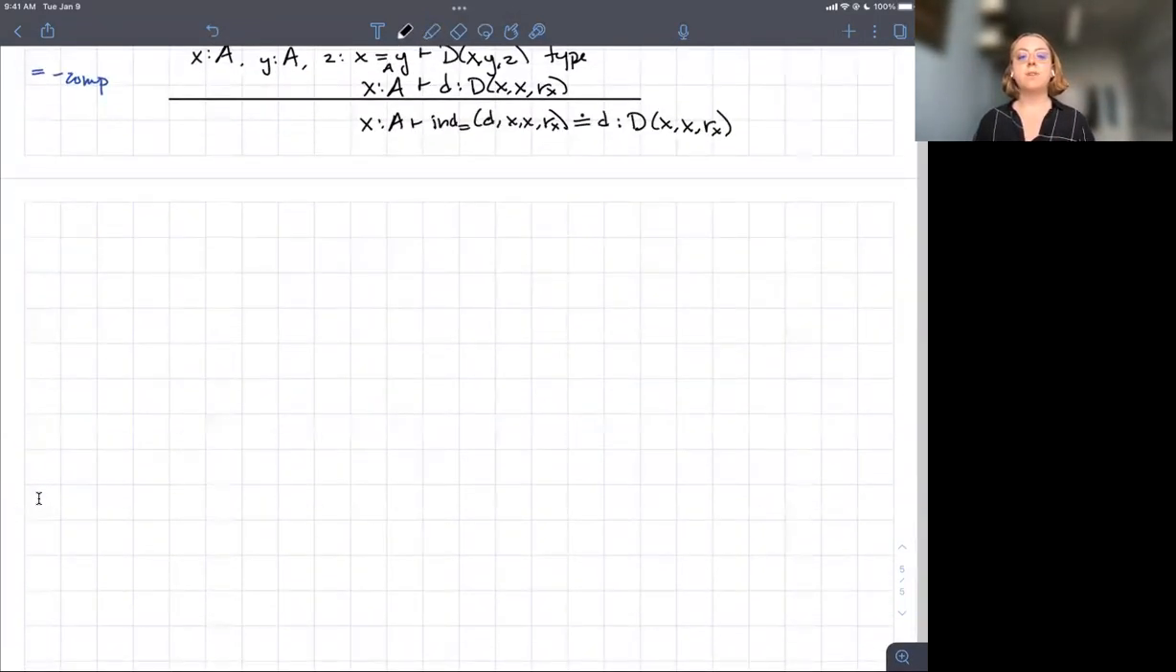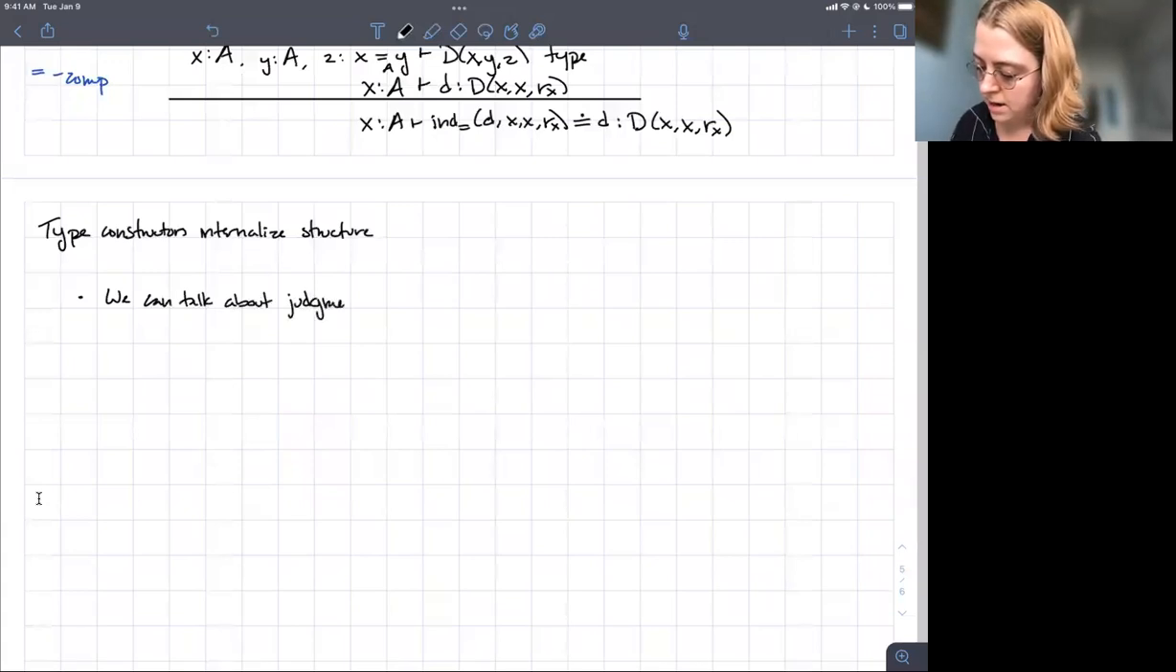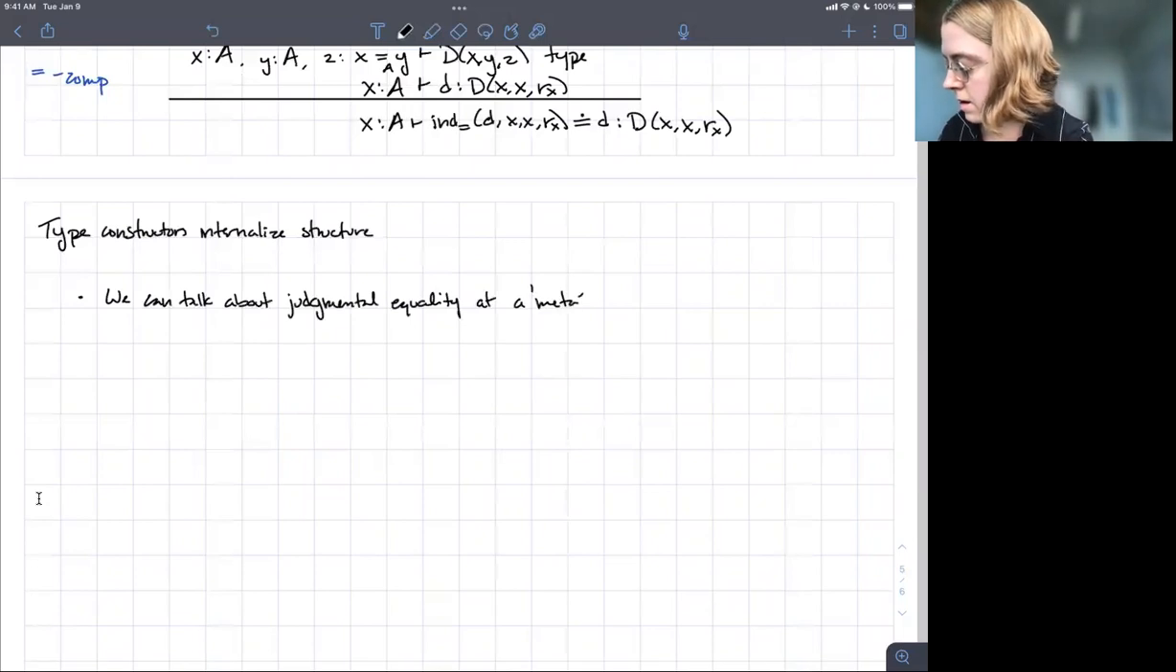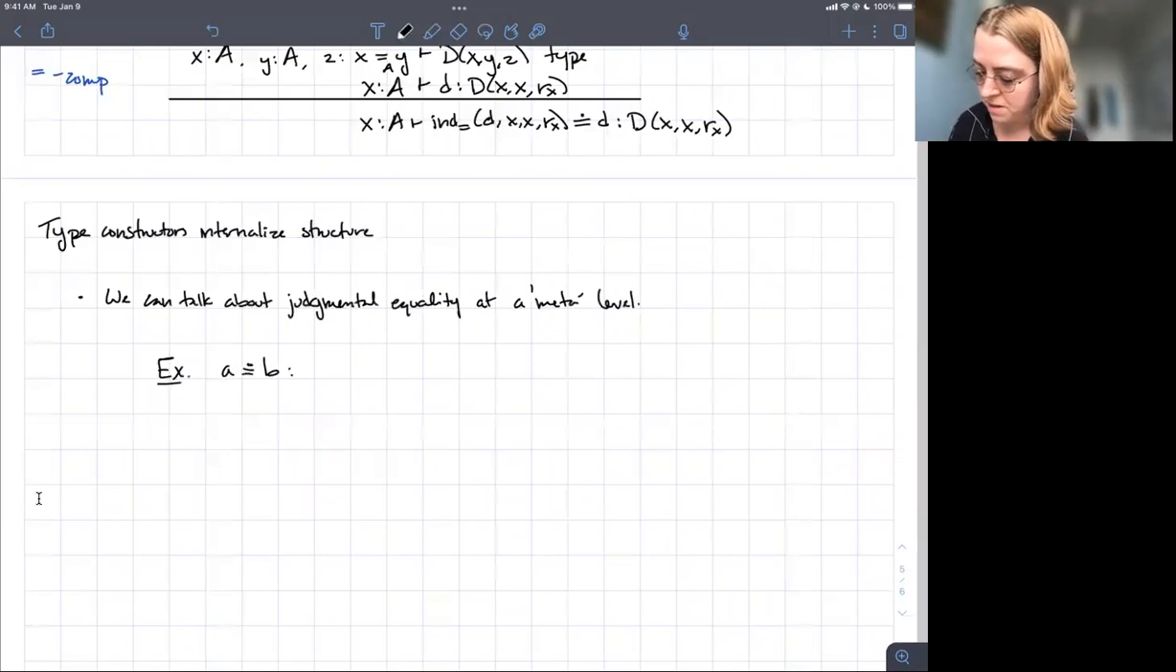Okay, so let's think about what I was talking about with internalizing things. I was saying that propositional equality internalizes judgmental equality. So type constructors, again, internalize structure. So we can talk about judgmental equality at a meta level, by which I just mean that it's not a type, it's just something else in our system that's not a type. So we could, for instance, have a judgmental equality like this.